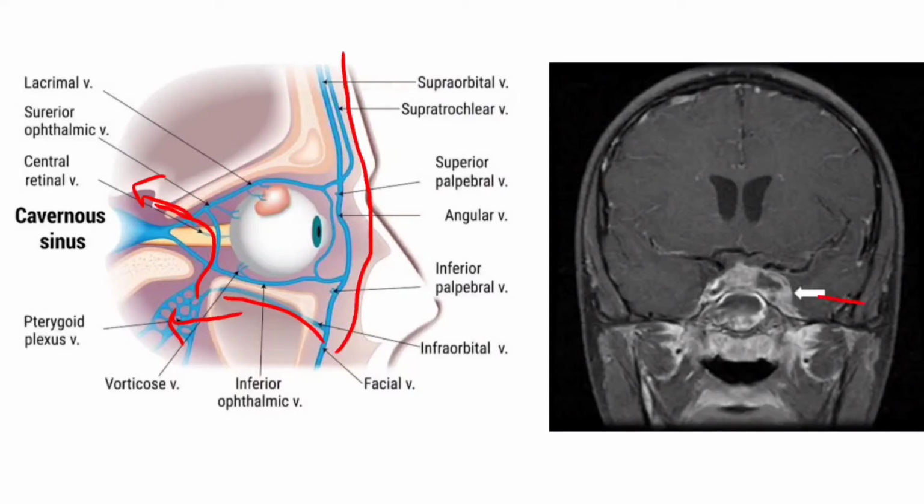Here we can see the cavernous sinus thrombosis unilateral, and if we compare with the other side, we have a normal cavernous sinus here, and this is a swollen and infected cavernous sinus, and this is a serious infection due to spread to the intracranial region.